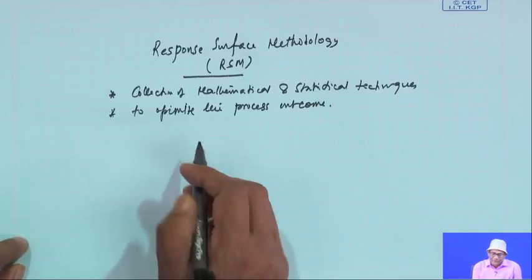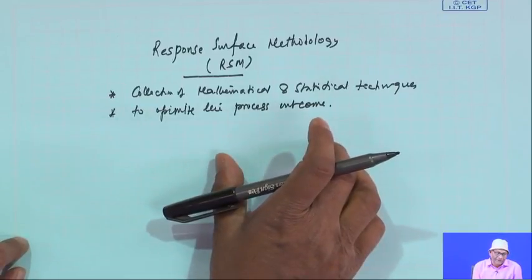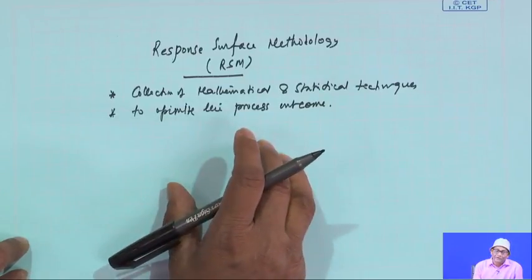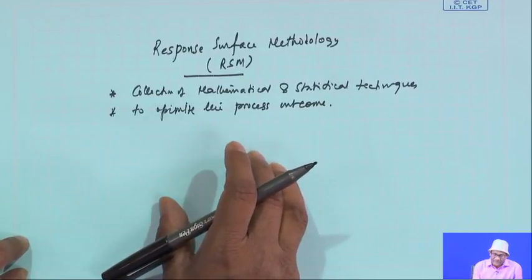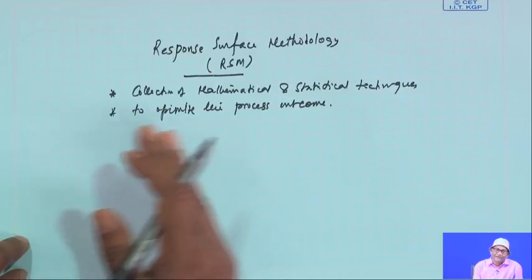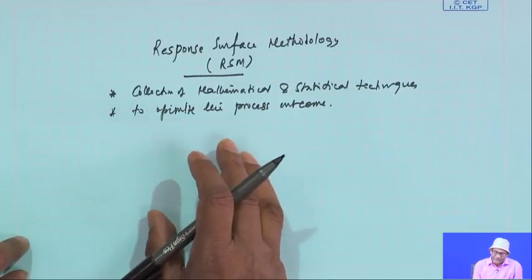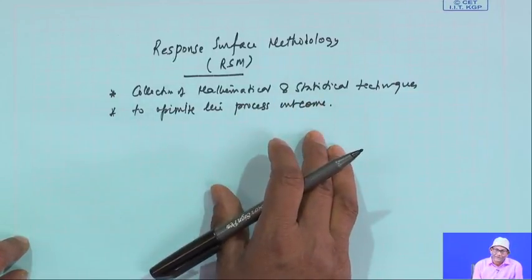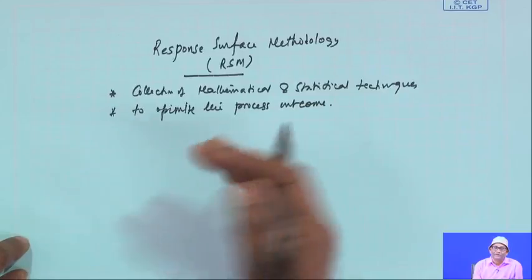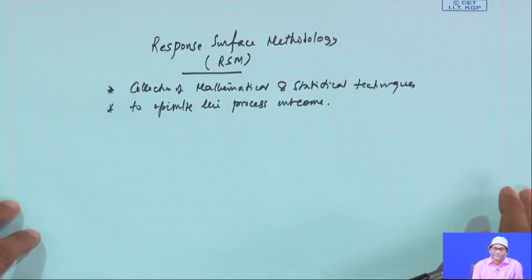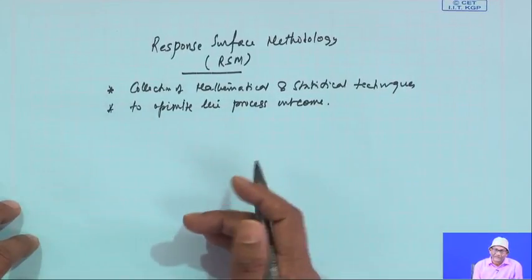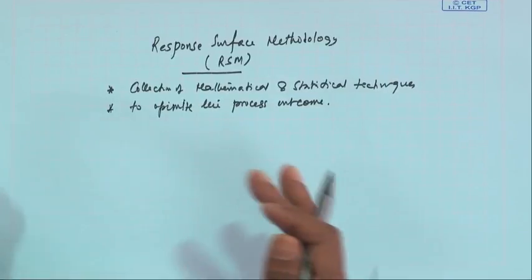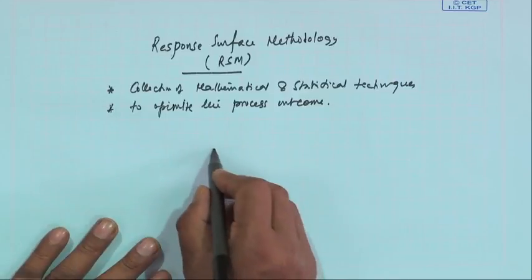What I mean to say here is that given a process with a set of controllable factors, you want to set the controllable factors in such a manner that the response of the process will be the maximum or minimum, depending on the characteristics of the response. In general, we can say the optimum response value. So, you want to achieve the optimum response from a process.